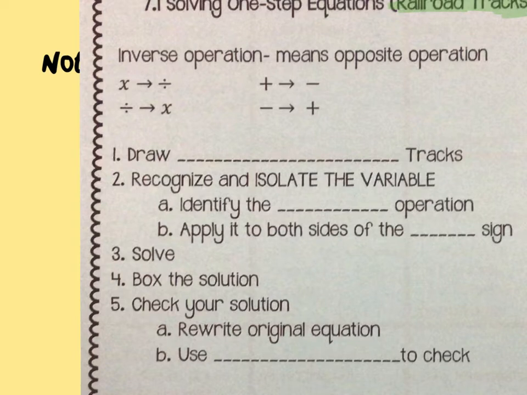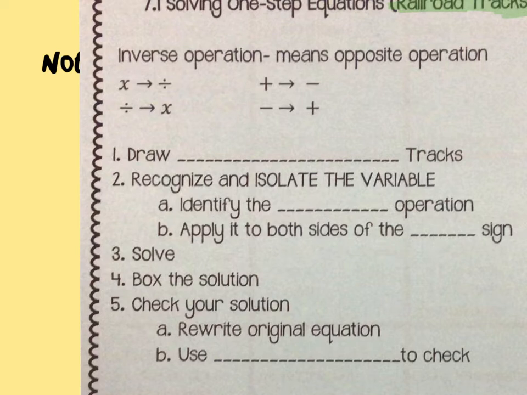Inverse operations are, well, if I'm multiplying, the inverse operation is division. If I'm given multiplication, to undo it, I divide. If I'm given division, to undo it, I multiply. If I'm given addition, I use subtraction to undo it. And if I'm given subtraction, I use addition to undo it.